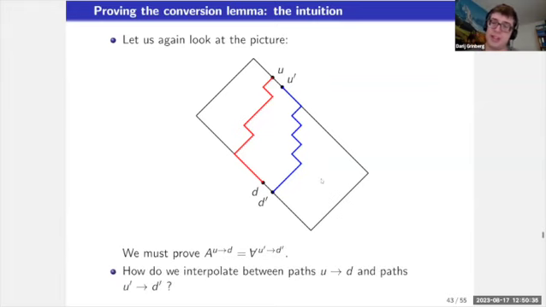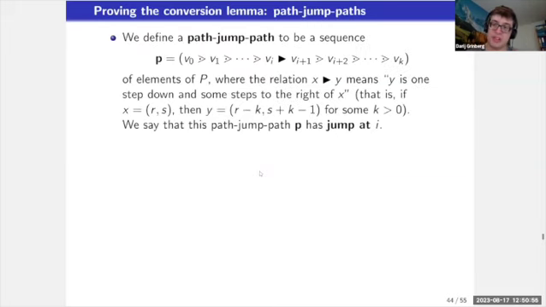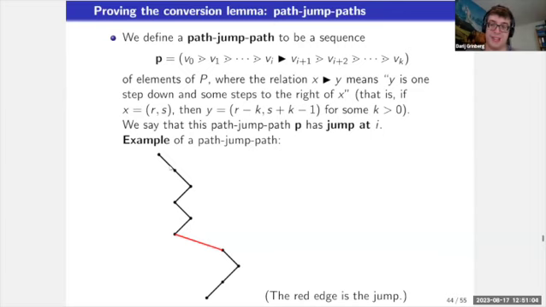Well, a reasonable idea for such a thing is to interpolate. So you define some kind of mixed red and blue path, and you prove that you can more or less turn the red path into the blue path step by step. And at every step, the sum stays the same. But the intermediate steps are not actually paths. They are what we call path jump paths. Why path jump paths? Because they look like this. They begin as a path, then at some level you have a jump, and then it continues again as a path.